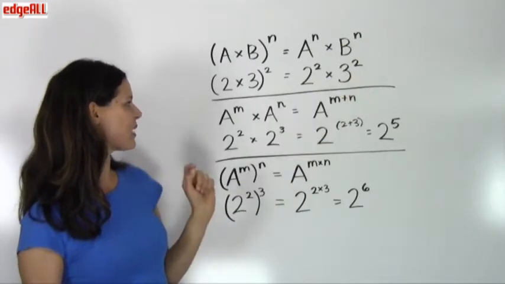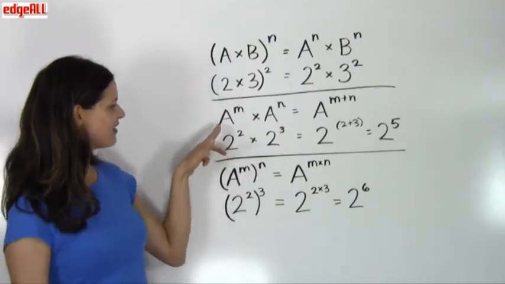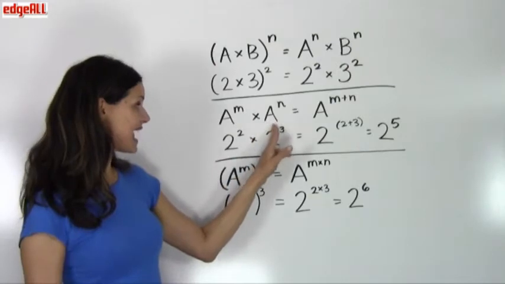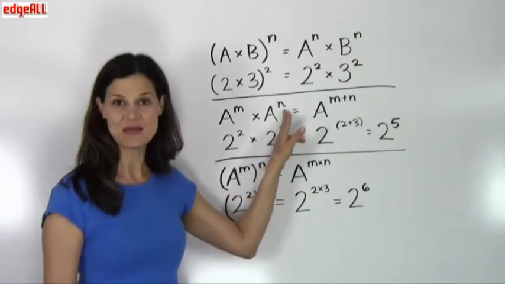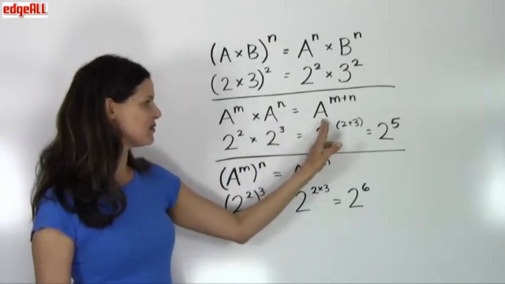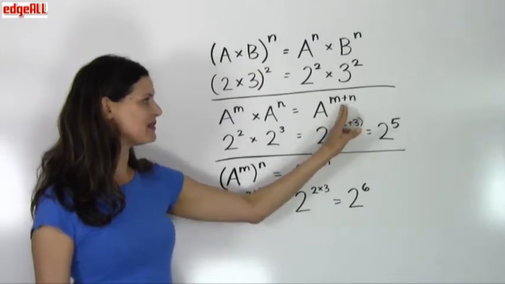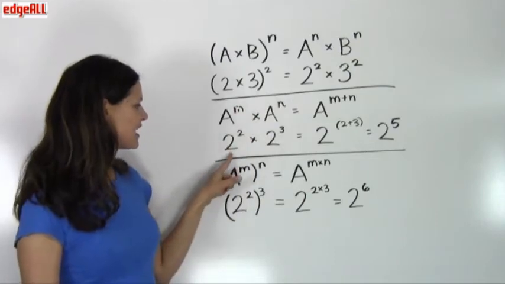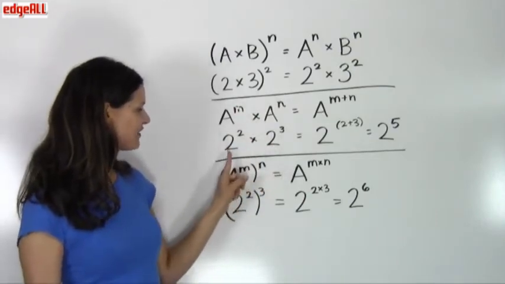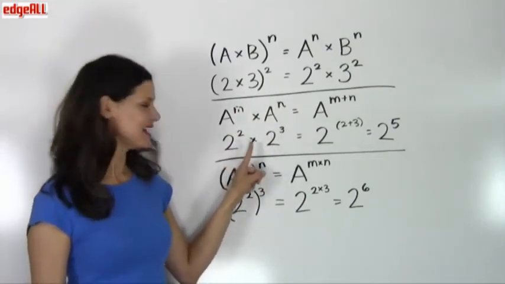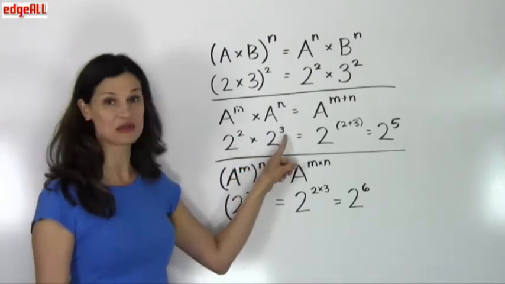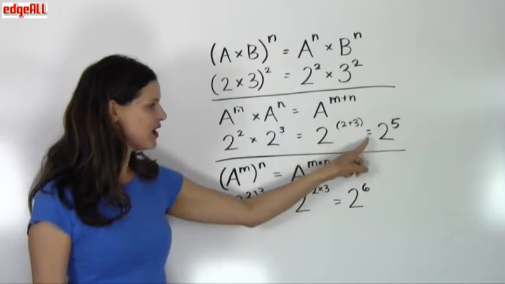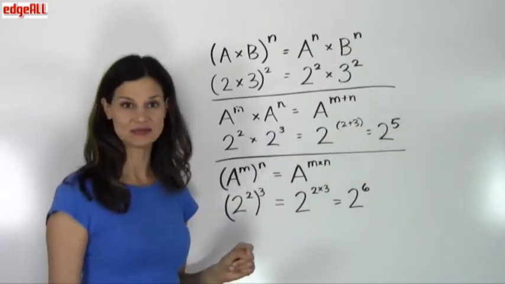If I have a number raised to the m power times that same number raised to the n power, that's equal to my number, and then I add my two exponents together, m plus n. So in the case of 2's, 2 to the power 2 times 2 to the power 3 equals 2 to the power 2 plus 3, or 2 to the 5th power.